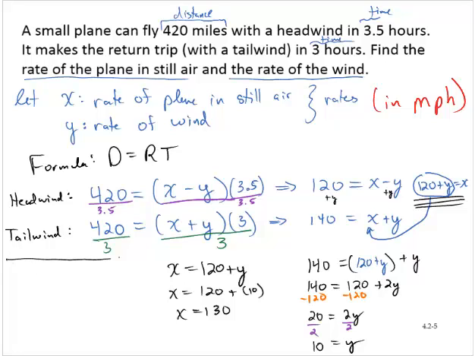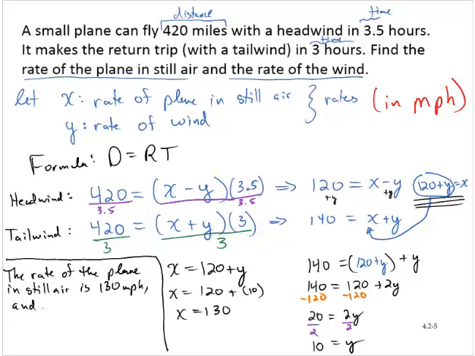So, conclusion. I'm not going to write an ordered pair here because this is some realistic concepts. I'm just going to write a sentence as the solution. The rate of the plane in still air is 130 miles per hour, and the rate of the wind is 10 miles per hour.